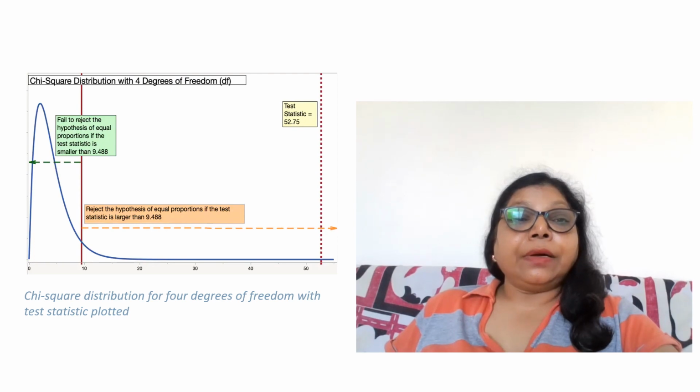Now here we can see again the chi-square distribution with 4 degrees of freedom. So if the data lies in this region, we reject the hypothesis of equal proportion. The test statistic is 52.75. So now let's see where it lies. With this scale, it looks as if the curve is at 0, and here we can see it is very close to 0.